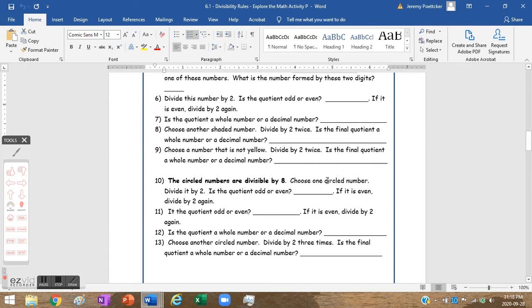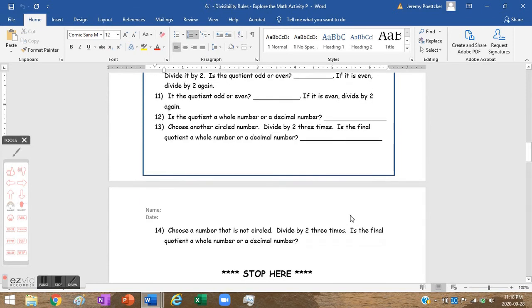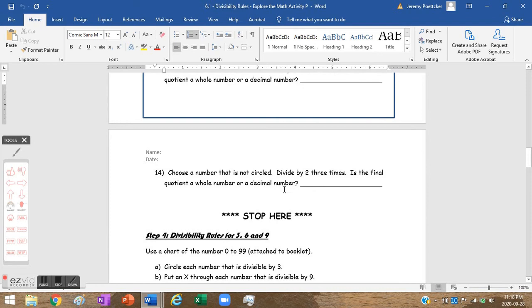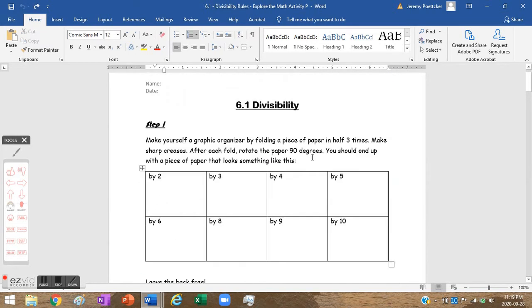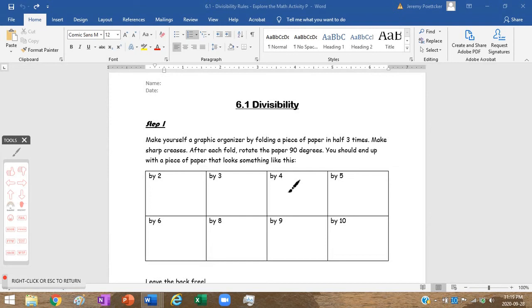Now, the cool thing is, with both of these, and I made it clear at the top here for the ones that are divisible by 4, looking at the last 2 digits, you can do that down here as well. You can look at the whole circled number. You can also look at just the last digits. Same thing here. This allows us to make some divisibility rules, so answer number 14. Pause, and go back up to your graphic organizer.